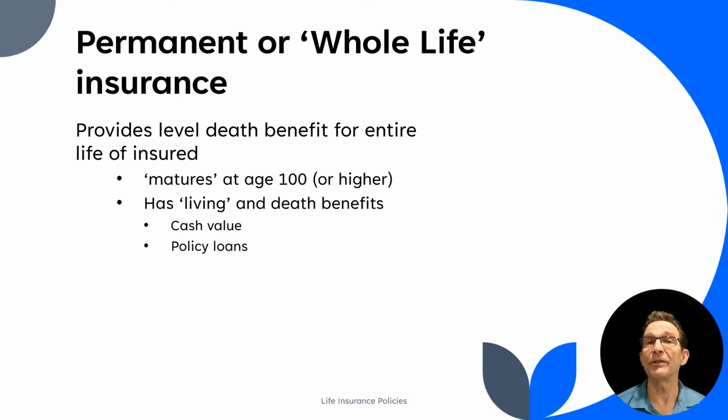Let's get started with today's topic, which is whole life insurance policies. These policies are called permanent because they are designed to be there for the insured's entire life, or whole life. It's going to provide a level death benefit for the entire life of the insured. These policies are said to mature, or reach a maturity date that is defined by the policy contract. Usually that's age 100, but I've seen it be higher, age 110 even.